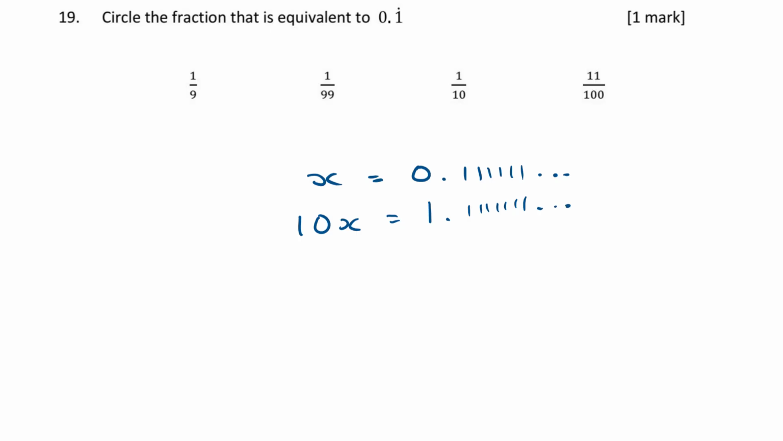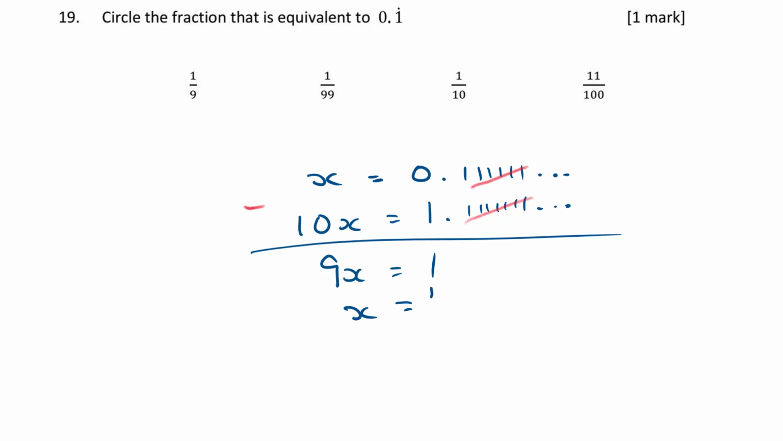Now if I do 10x take away x, so I'm going to subtract but uphill, if you see what I mean. So 10x subtract x, that's going to leave me with 9x on the left. And if I subtract 1.111111 by 0.111111, then these bits are going to cancel each other out, and it's just going to leave me with 1 subtract 0, which is 1. So 9x is 1, so x then, cross multiplying that 9, is going to be 1 over 9. So it's that one there, 1/9.